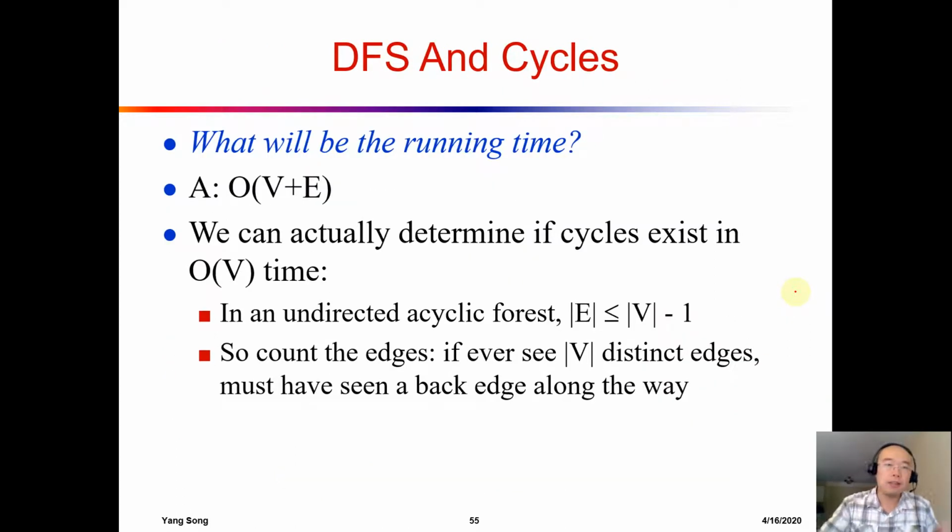In the next part, what is the running time of the DFS? For the DFS, we know it is O(V plus E). And what is the time complexity if we want to determine whether a cycle exists? That is O(V) time. Why? We have to understand, if we have a tree structure or a forest structure, what is the maximum number of edges we can have?